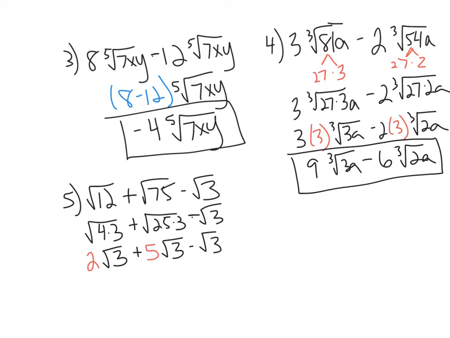Well, look, what do we have now? Root 3, root 3, root 3. They are like radicals, so I can simplify into just using one root 3 by taking the numbers on the outside. So what numbers do I have on the outside? I have 2 plus 5, and I don't have a number here, which really means there is 1. So 2 plus 5 is 7, minus 1 is 6. So root 12 plus root 75 minus root 3 simplifies to 6 square roots 3.